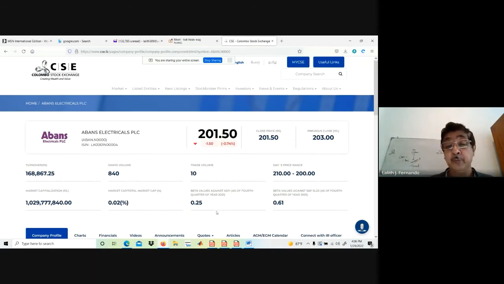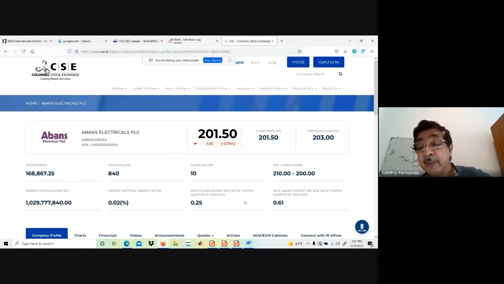Then you have beta value. Now, there are two beta values given here. One beta value is given in respect of the All Share Price Index, and it is given as of the fourth quarter of the year 2021. So this was the last quarter, right? As for the last quarter data, the beta value of Advanced Electricals is 0.25.